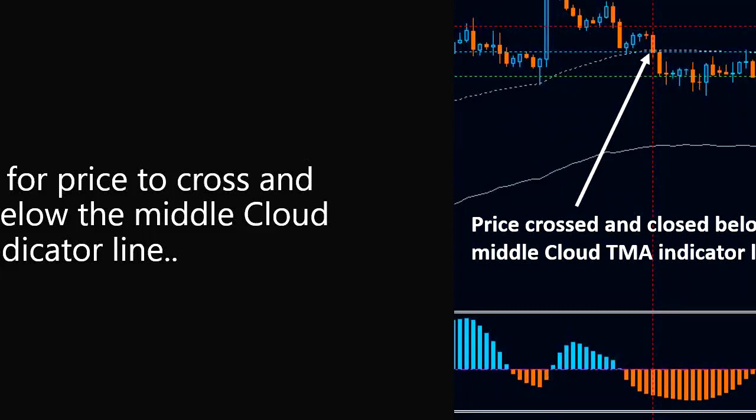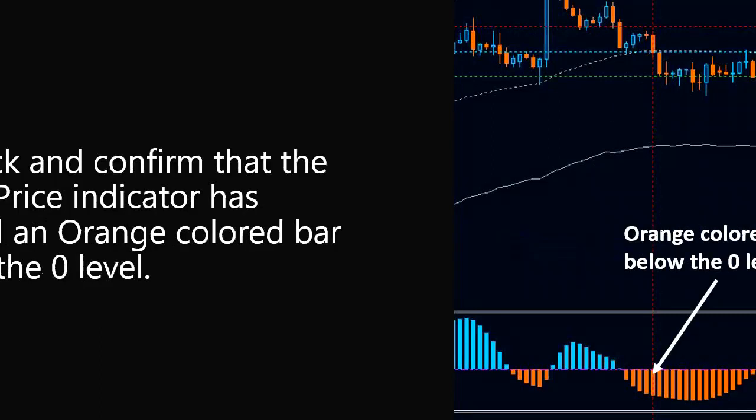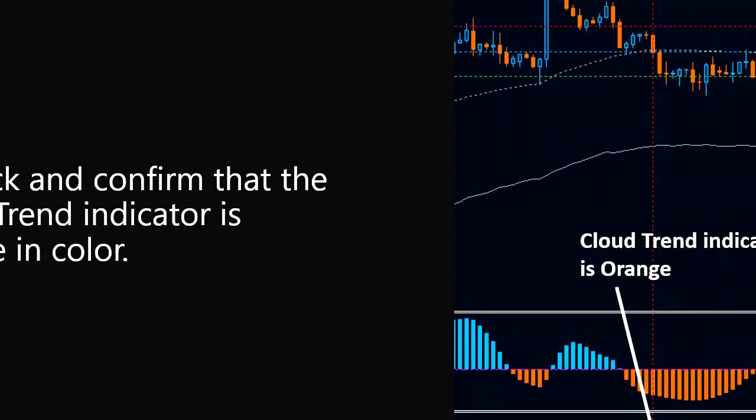So there we see price crossed and closed below the middle cloud TMA indicator line. Next, we're going to check and confirm that the cloud price indicator has formed an orange colored bar below the 0 level. As you can see on the image, that's exactly what happened. The orange colored bar is below the 0 level. Next, we're going to check and confirm that the cloud trend indicator is orange in color. And again, at the same candle, on that red line, we can see that that is also orange in color.